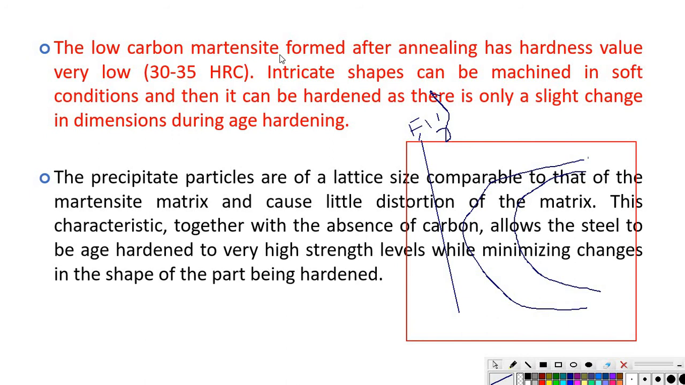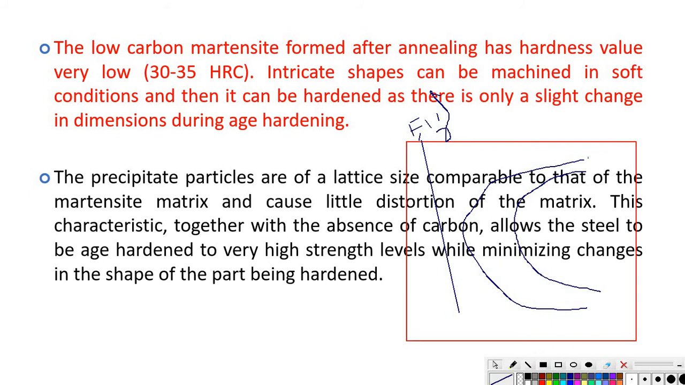So the low hardness martensite formed after annealing has a hardness value of only 30 to 35 HRC, which is very soft. Intricate shapes can be machined in the soft condition. So at this stage we can make any product. And then it can be hardened, as there is only a slight change in dimension during age hardening. So when we make a product at this point, after the heat treatment there is a very slight change in the dimension. So this will not affect the dimensions.